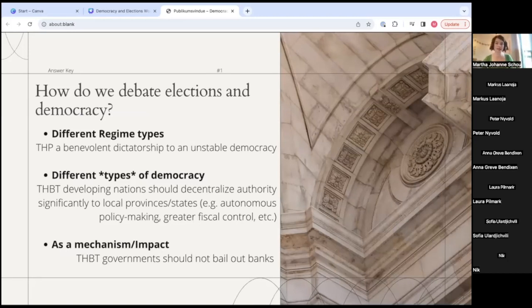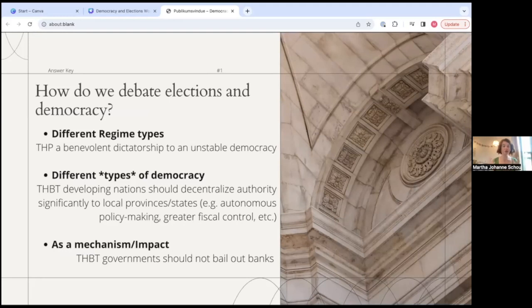So, how do we debate elections and democracy? I think there are typically three types of motions when it comes to debating democracy and regime types. There is a type of motion that puts democracy against different regime types entirely, where you directly have to debate the pros and cons of democracy.